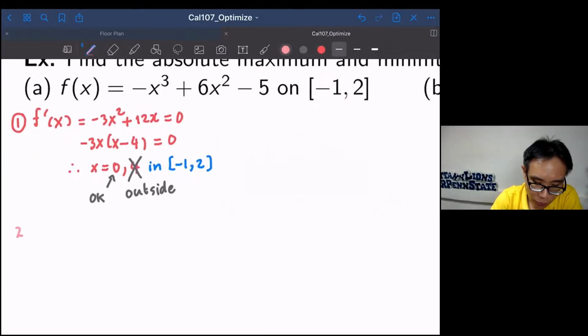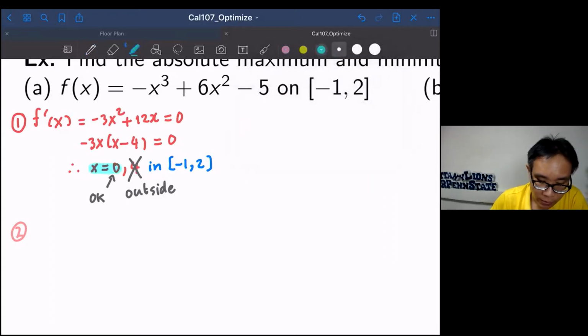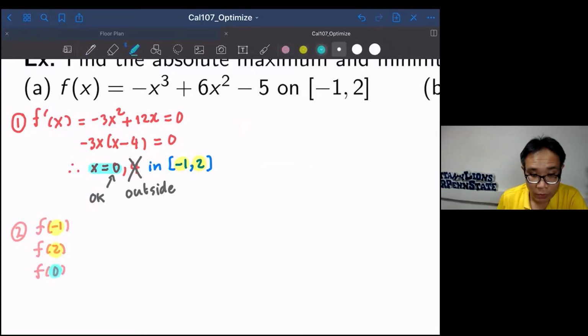For step 2, we're going to compute the value of the function at the critical numbers. So we have critical number x equal to 0, and the endpoints, which are negative 1 and 2. So you're going to determine f of negative 1, f of 2, and f of 0.